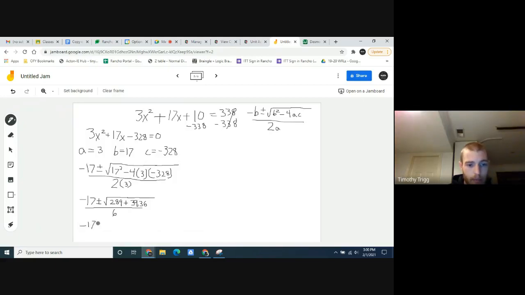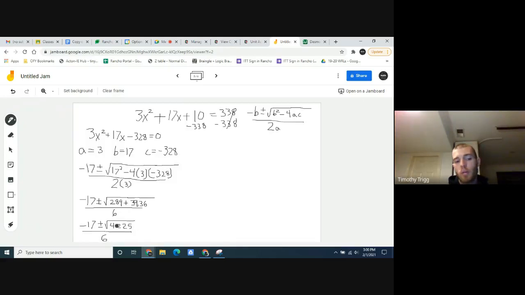So that's going to be negative 17 plus or minus the square root. Let's go ahead and add these two together: 4,225, all over 6.